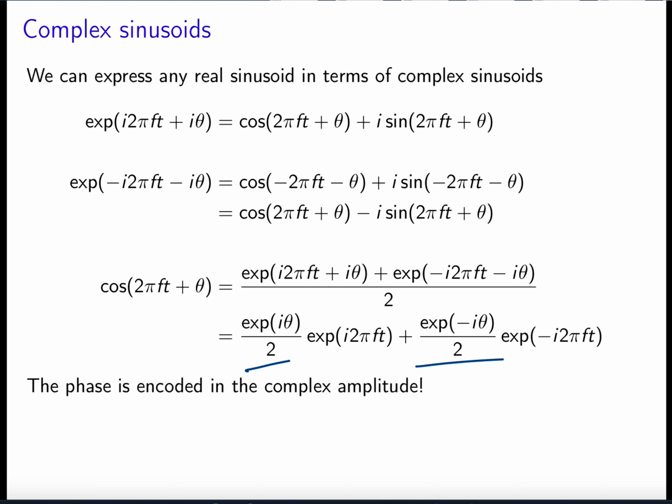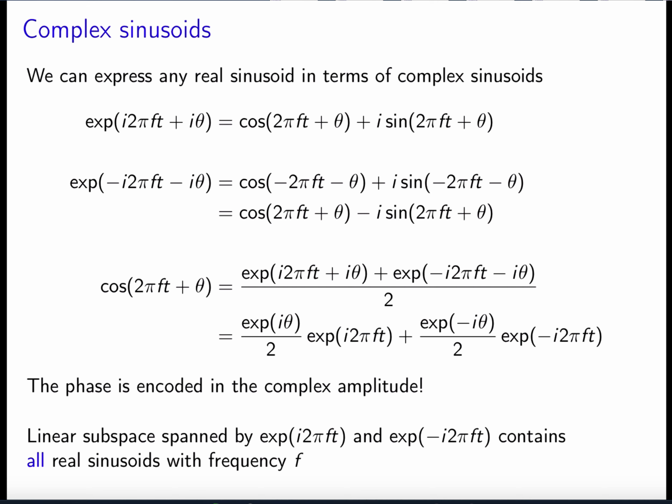so that now the phase is encoded in the complex amplitude of these complex sinusoids, and we have managed to express a sinusoid with arbitrary phase in terms of a linear combination, with complex coefficients, of complex sinusoids which are independent from this phase. The phase is completely encoded in the coefficients with which we're weighting these two. You can think of them as basis functions. So basically, there's a linear subspace spanned by these two basis functions that contains all real sinusoids with frequency f.